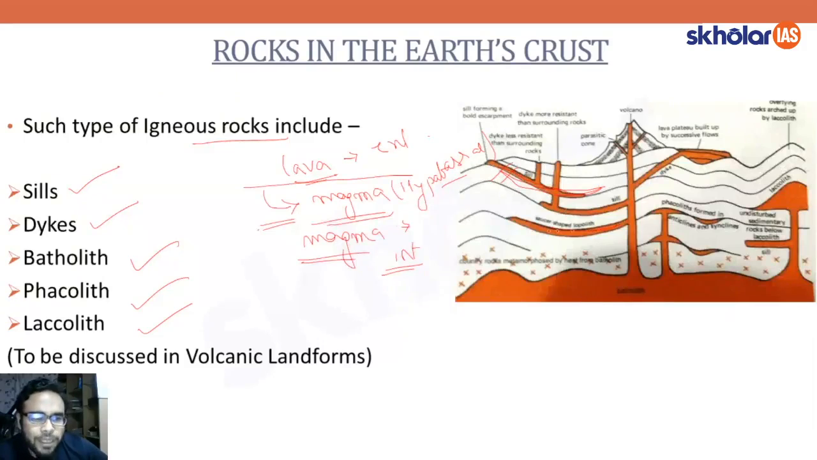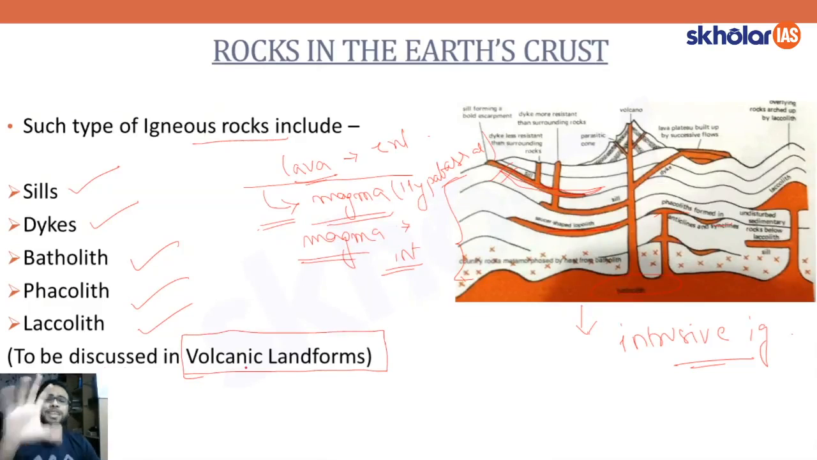Then we have the lopolith here, then we have the phacoliths, then we have the batholith, which is a very large body. So beyond this, what kind of rocks will we have in the layers below the batholith? We will have the intrusive igneous rocks. Understood this? So these terminologies that you see here, sills, dikes, batholiths, phacoliths, laccoliths, can be considered as volcanic landforms or not, right? Because what is the source of volcanoes? It is magma. So this is a very interesting topic, and it will be more extensively dealt with in your topic of volcanic landforms.